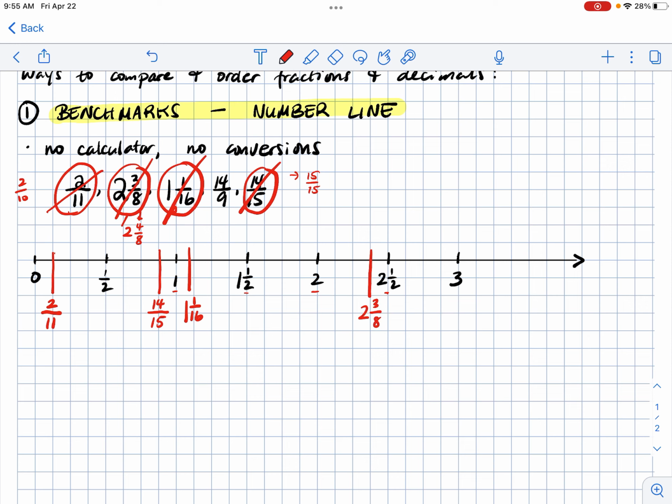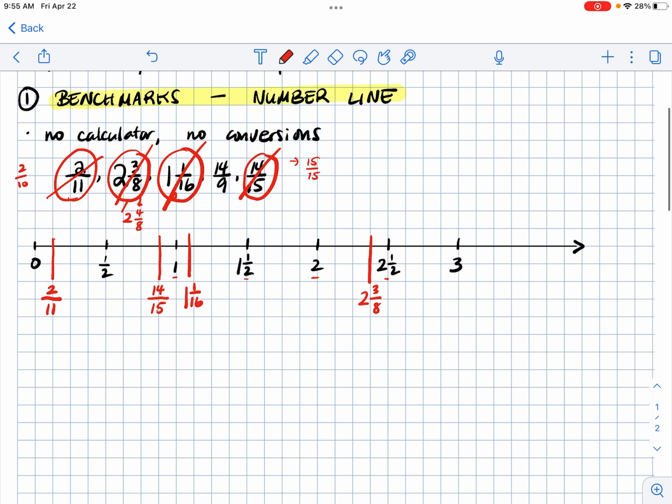Okay, so we've taken care of 4 of them. Now we need to look at 14 over 9. To me, I like dealing with the mixed number better because it's easier to see the whole number. So I'm going to take 14 over 9, and I'm actually going to convert it to the mixed number. So I'm thinking to myself, 14 divided by 9 goes in approximately once, and then the remainder is 5/9. So it's 1 and 5/9.